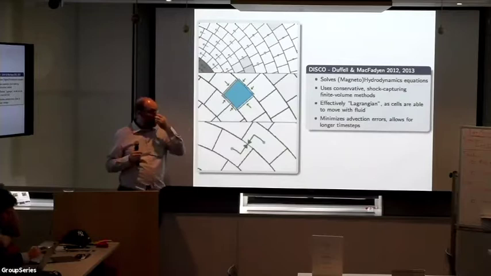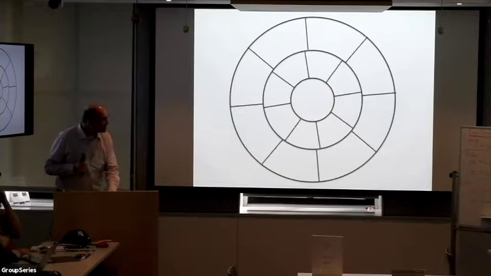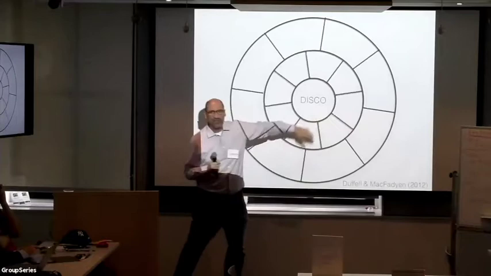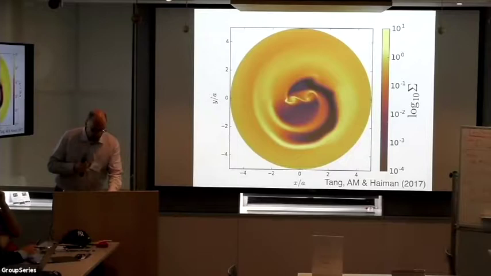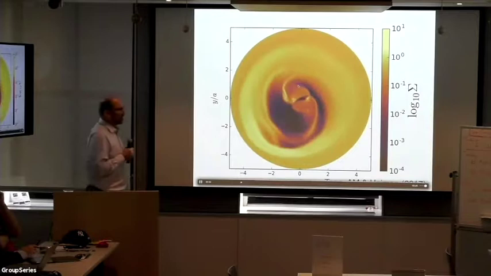And so a cartoon of that is this. Obviously it's a much higher resolution, but this is the idea, that you can solve fluxes even though the faces are moving. And this allows for very accurate integration of the equations of hydro. And this gives an example for a disk, a circumbinary disk, in the co-rotating frame of the binary.